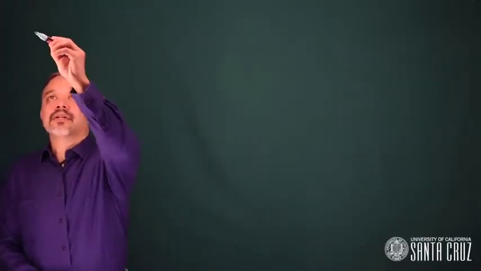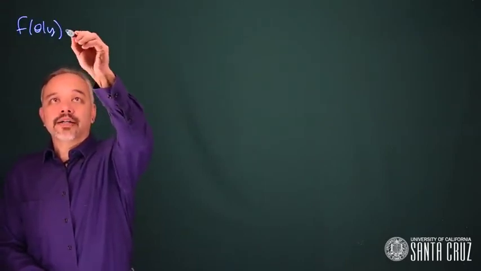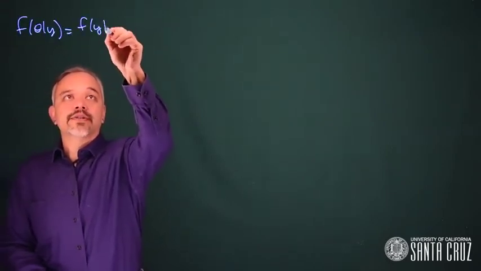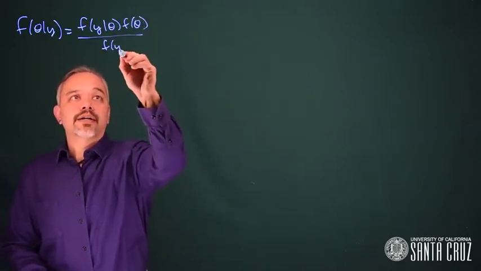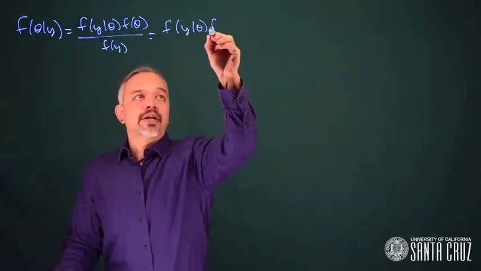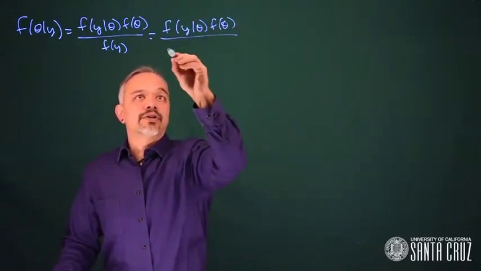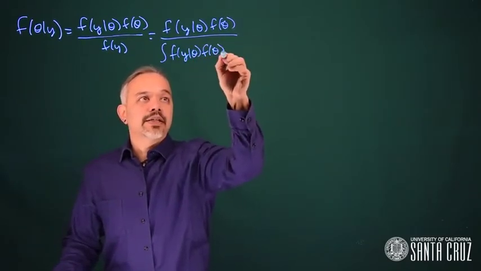Let's take a look at a more general case. The continuous version of Bayes' theorem is that f of theta given y is equal to f of y given theta times f of theta over f of y, or we can write that as f of y given theta times f of theta over the integral of f of y given theta times f of theta d theta.